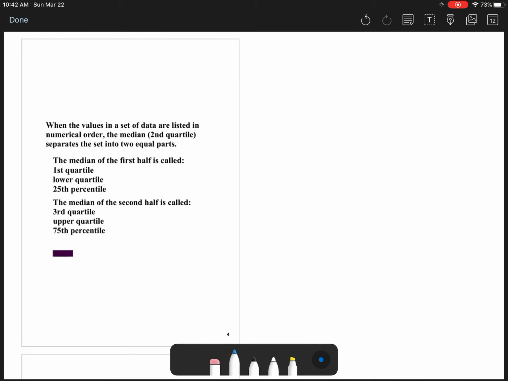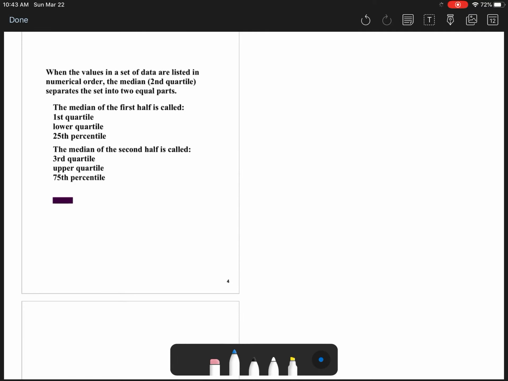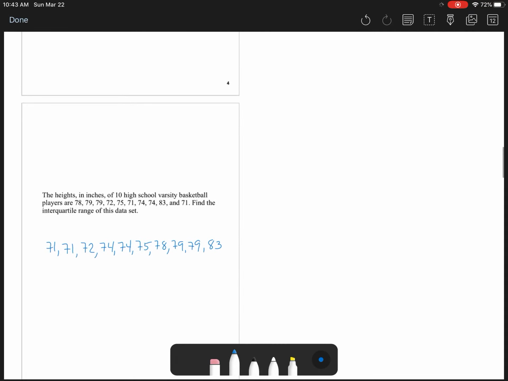So here's just an explanation of the different names that we have for the first quartile, second quartile, and third quartile. Okay, when the values in a set of data are listed in numerical order, the median, also known as the second quartile, separates the set into 2 equal parts. The median of the first half is called the first quartile, lower quartile, or 25th percentile. The median of the second half is called the third quartile, upper quartile, or 75th percentile.